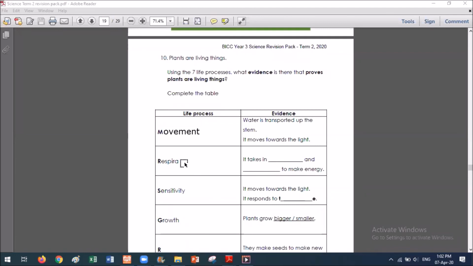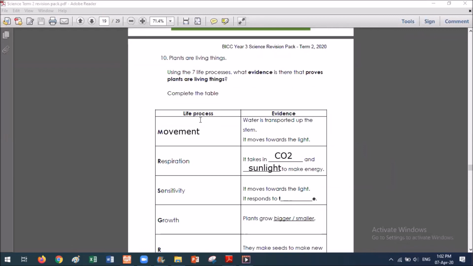What do you think they're taking in for respiration? What are they taking in? Two different things. CO2. And what else? O2. Not taking in. That's what they expire. Sunlight. Sunlight. Excellent. Thank you, Yusuf.